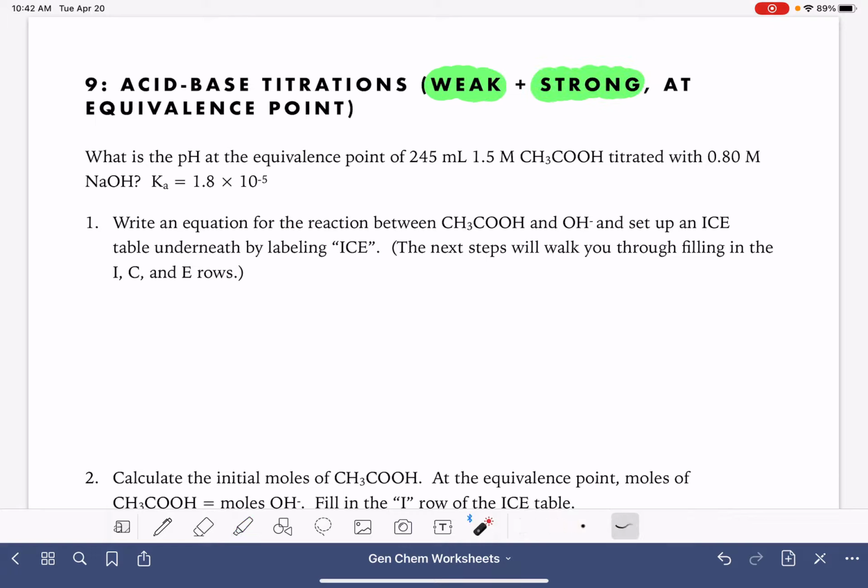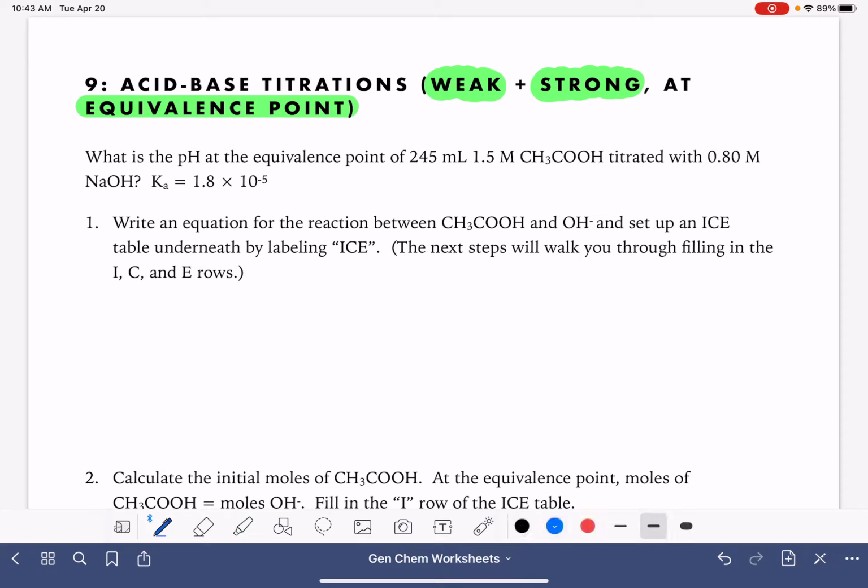We're going to be looking at a weak acid reacting with a strong base in this particular example. However, if you had a weak base reacting with a strong acid, you would use the exact same strategy as what you'll see here. So this is for anything weak with anything strong. And we're also going to be doing a titration calculation that focuses on the equivalence point of the titration.